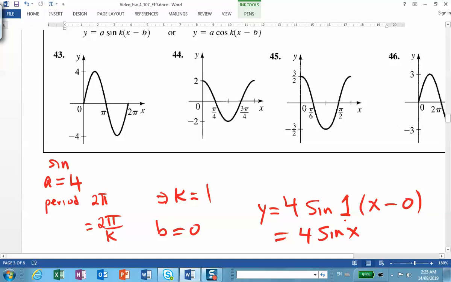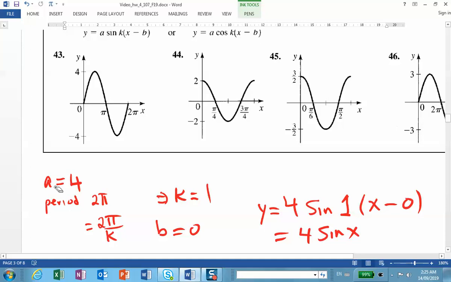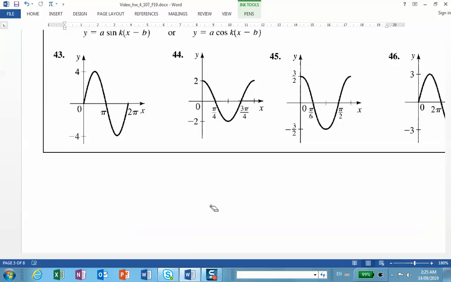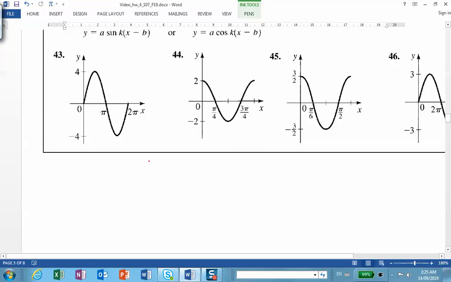Okay, let's go to the next one. I'm going to erase these. Now, you look at this one, 44, it's obvious that the amplitude is 2. When you look at the period, by the look of it, the period is pi. And remember, period was 2 pi over k. And this means that k is 2.